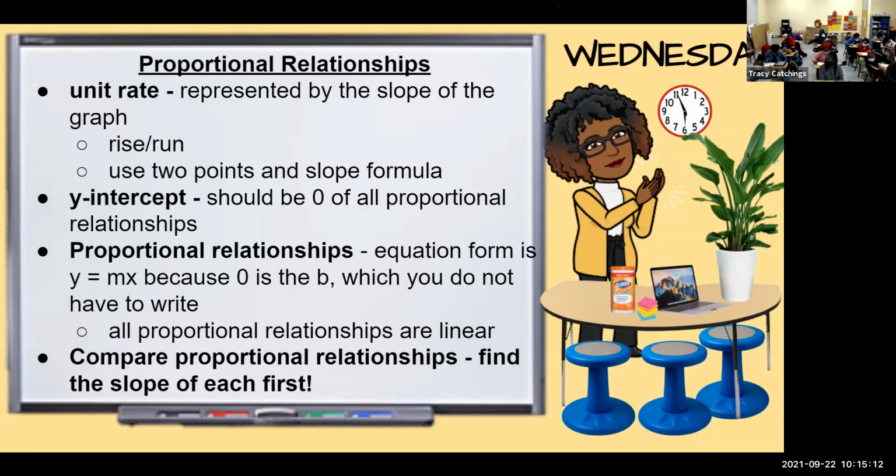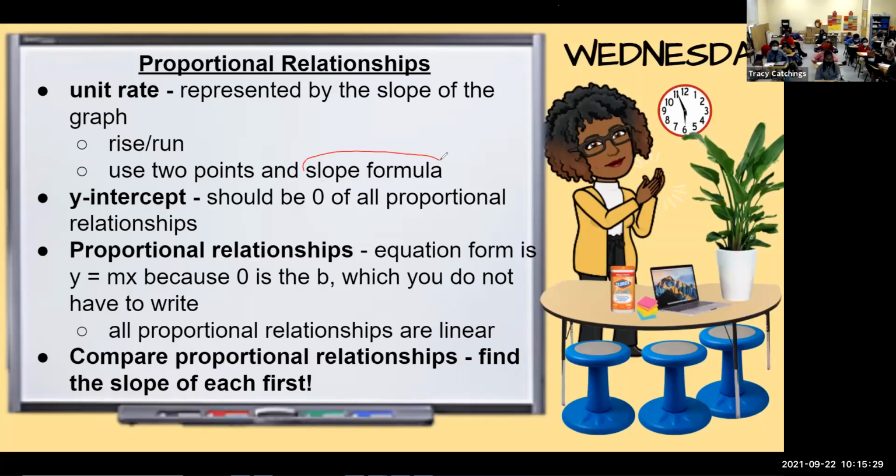7th grade, if not, this back then. Unit rate represented by the slope of the graph. We pretty much went through rise over run. Use 2 points in the slope form. What slope form? Huh? Divided by? Yeah, you still forgot that? Put that on the side somewhere. You're still dealing with slope form.